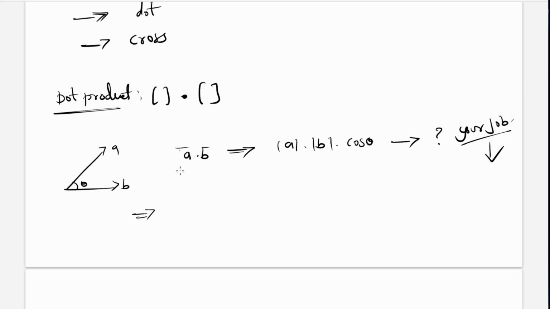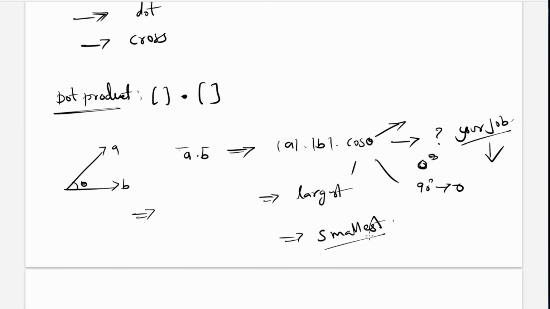So if the angle theta is 0 degrees, then cos 0 is equal to 1, and the dot product will be the largest. And if theta is 90 degrees, then cos 90 becomes 0, and the dot product will be the smallest.